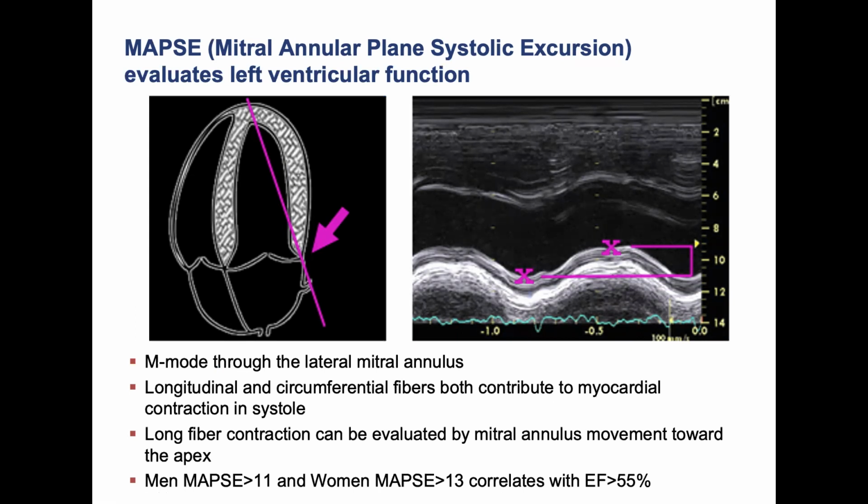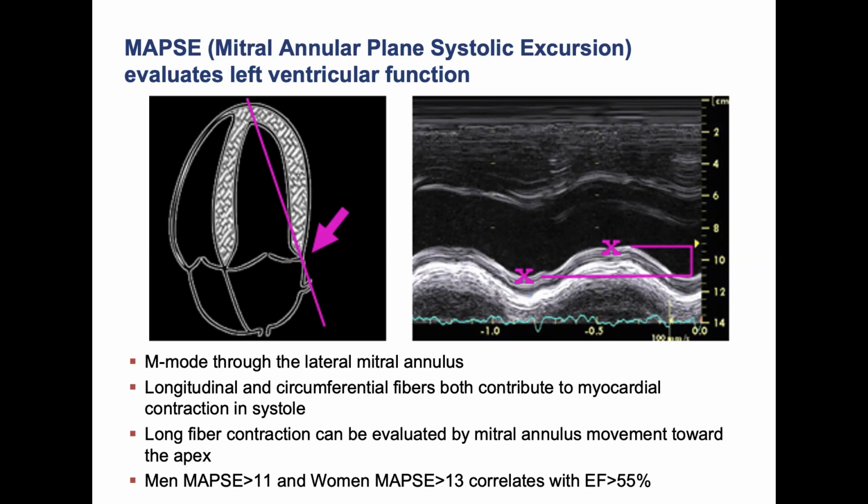And so the idea is that longitudinal and circumferential fibers will both contribute to this contraction in systole. And so we can evaluate the long fiber contraction. Now, the right ventricle has more long fibers, or more of its contraction is contributed from longitudinal fibers. And so that's why TAPSE is especially great for right ventricular function.